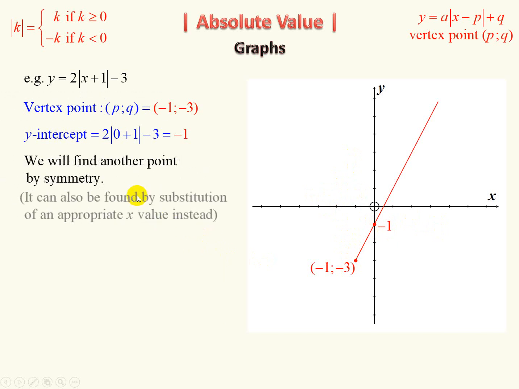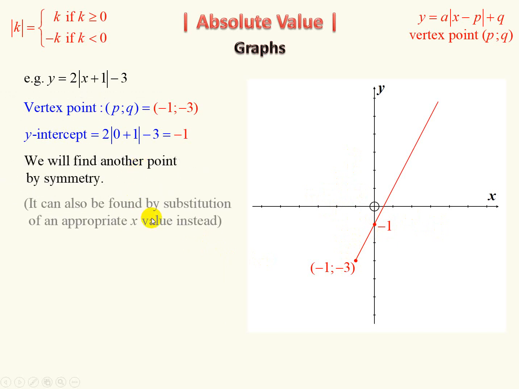So we can find another point by symmetry. We can also find it by substitution of an appropriate x value. So when we say appropriate, anything less than negative 1, we can substitute into the graph to find the value. But this is much easier. There we are. There's your critical value, and we've gone to the other side, and there's the other point, and we have our graph.